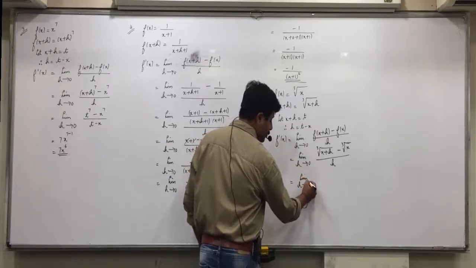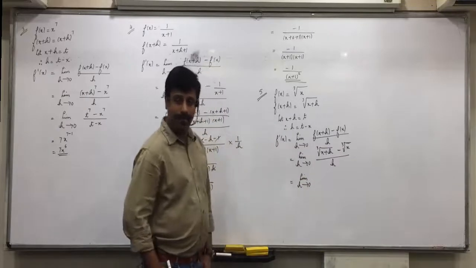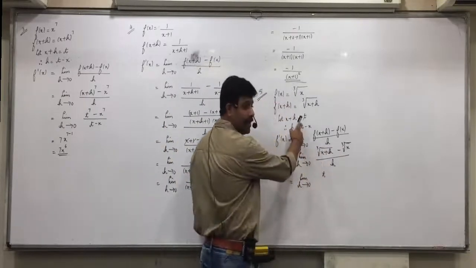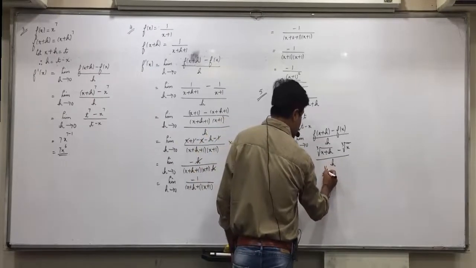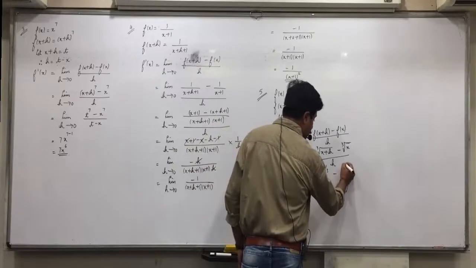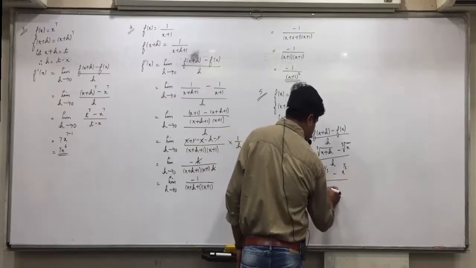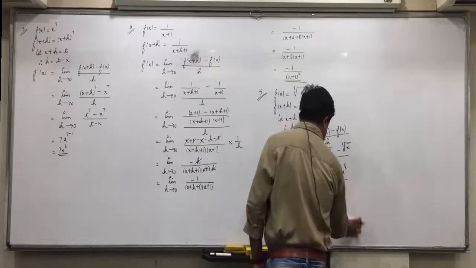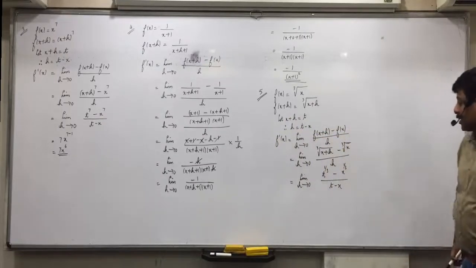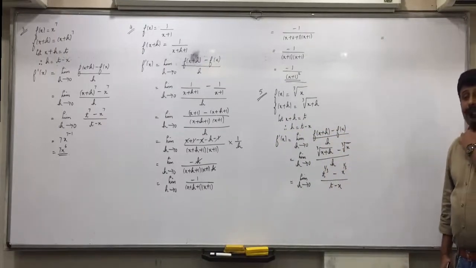Limit of h tends to 0, t raised to 1 by 3. Yes, first of all x plus h will take as t, and cube root means the power is 1 by 3. Minus x raised to 1 by 3, upon t minus x. Is everyone clear with this? Yes, sir. Now if we apply the formula.